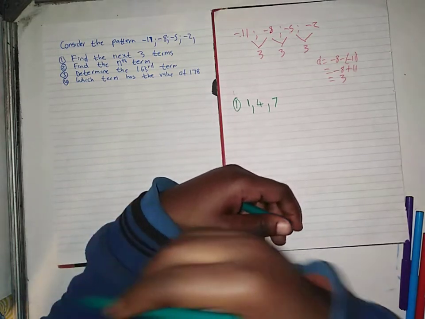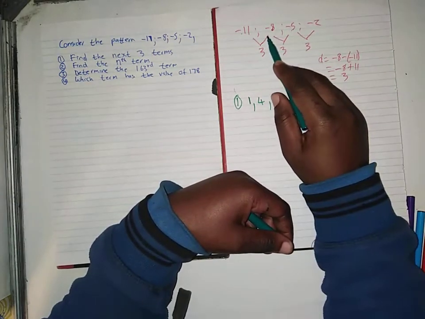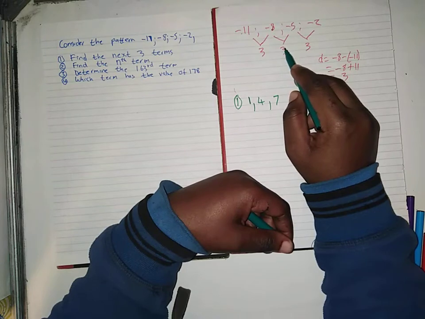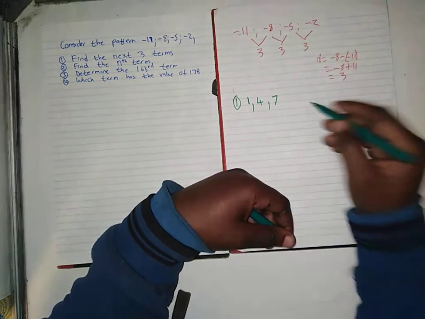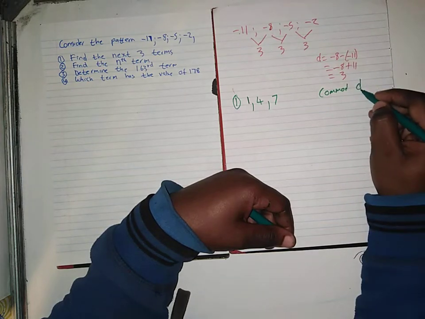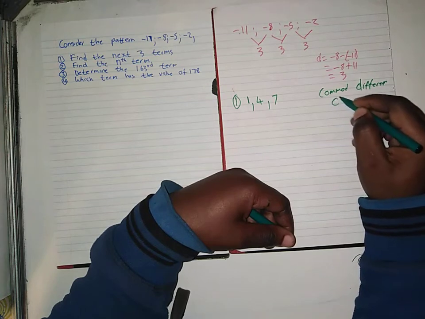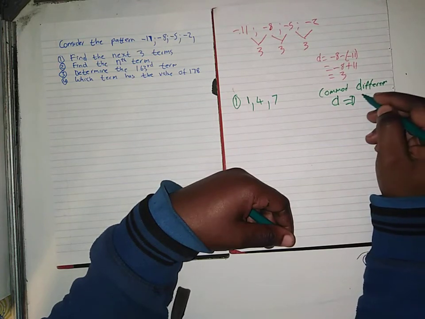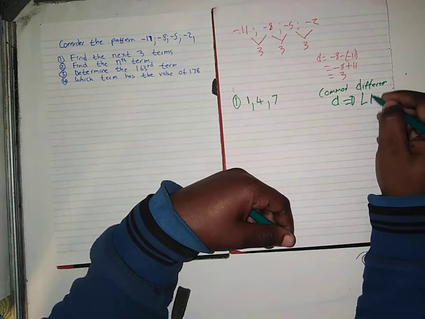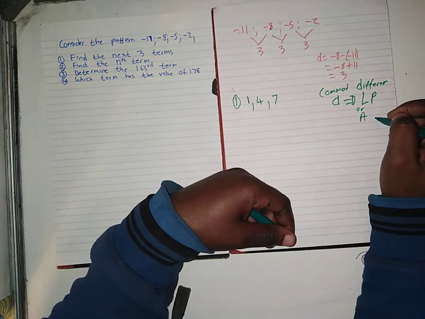Now, ladies and gentlemen, the difference between this is the same as the difference between this. That means we've got a common difference. So if we have a common difference, which is D, it means we've got what? We've got a linear pattern, or what? An arithmetic sequence.